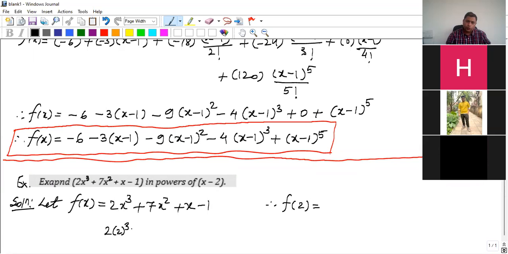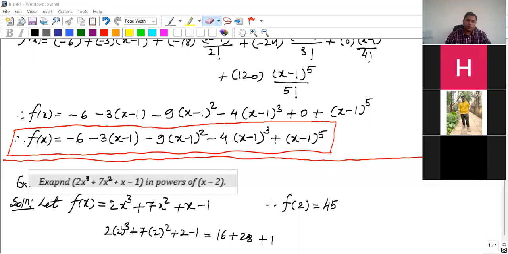So this will be 2 into 2 cube plus 7 into 2 square plus 2 minus 1. So this is going to be 16. What this is going to be? 28. And plus 2 minus 1, which I can write as 1 only, because 2 minus 1 is going to be 1. So what is this value going to be? 45. Yes. So that's what we have.